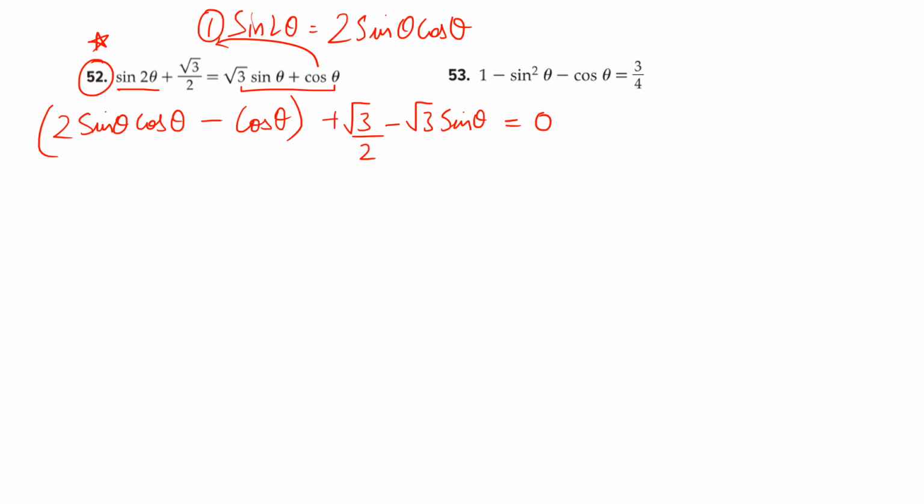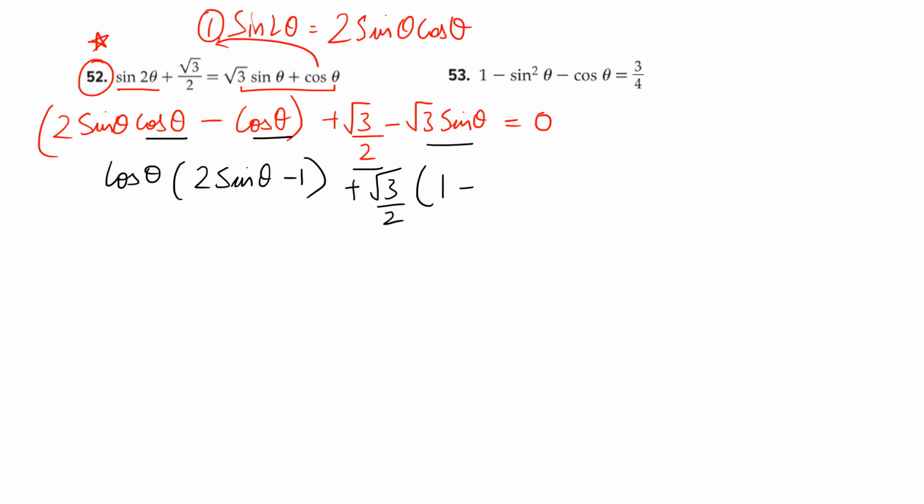Okay, now let's see what I can take common. It's very easy to identify that cos theta is common, so I take cos theta outside. 2 sine theta minus 1, that's what I get here. Now for these two terms also I would like to take something common. So how can I do that? Let's see. I will take square root 3 by 2 common. So what's left? 1 minus 2 sine theta.